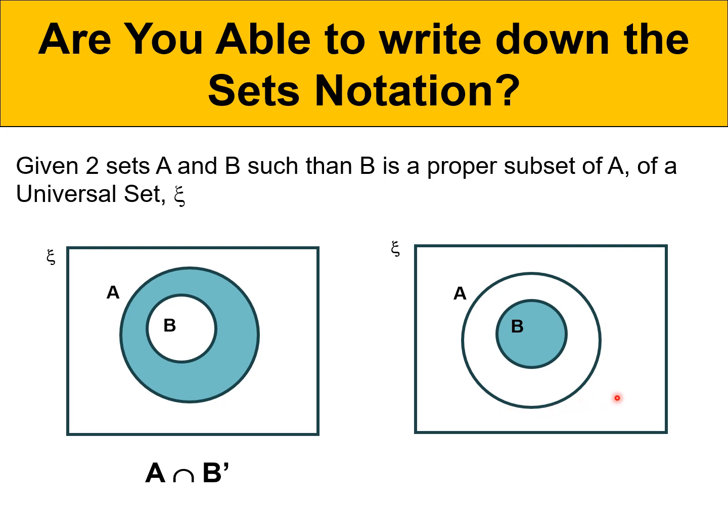Now, how about the one on the right? In this case, set B is a proper subset of A, and set B is shaded. So in this case, it is simply set B.